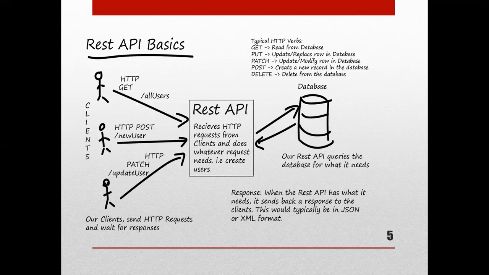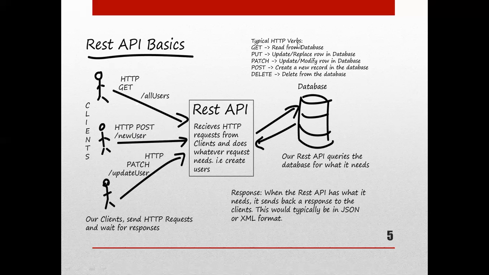Here you can see a simple architecture for a REST API. These are the clients. The client sends an HTTP request and waits for a response from the server, or you can say from the database. That request is handled by the REST API, and the request goes to the database, and the server returns the response to the client. Here you can see the HTTP methods we have seen, get, post, here patch. Here you can see HTTP get all users, HTTP post new user, HTTP patch update the user.